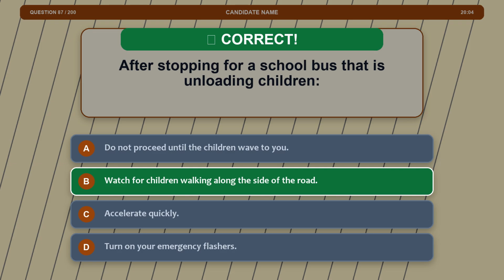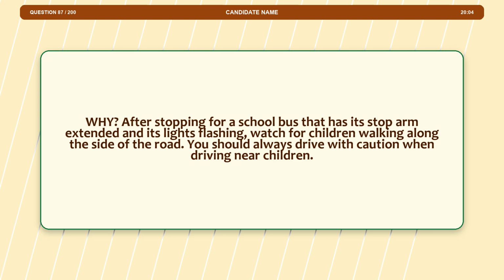The correct answer is option B. Watch for children walking along the side of the road. Explanation. After stopping for a school bus that has its stop arm extended and its lights flashing, watch for children walking along the side of the road. You should always drive with caution when driving near children.